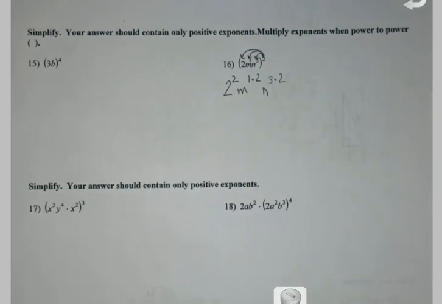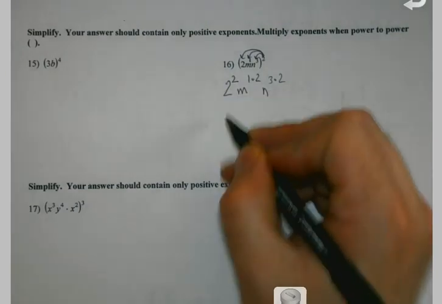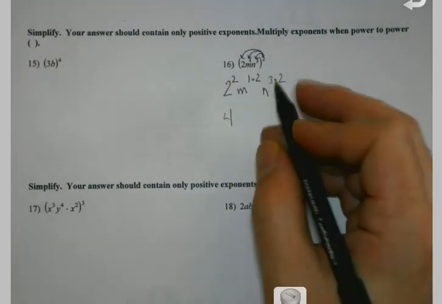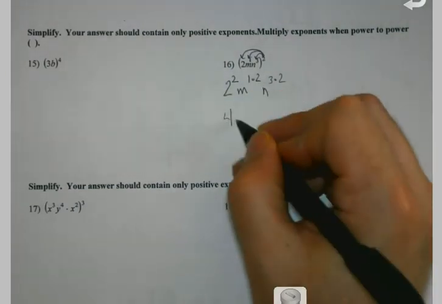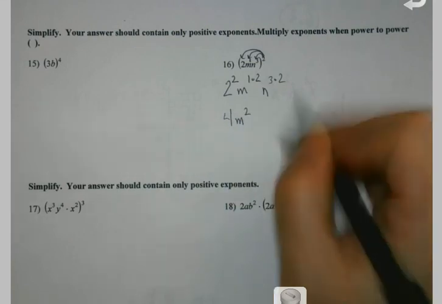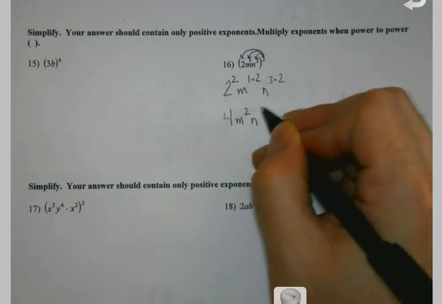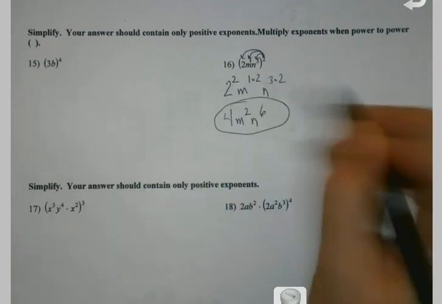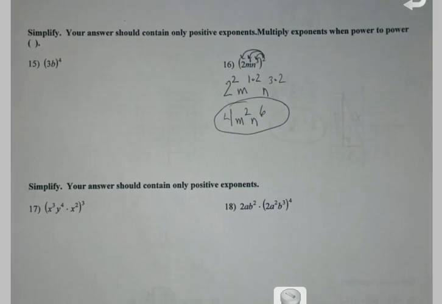Now, would I have to do this on a test? No, but it's nice to see. So if you look at it later, you're like, now, how'd I get that answer? 2 squared, 2 times 2 is 4. 1 times 2 gives me an m squared. 3 times 2 gives me an n to the 6th, and I'm good.